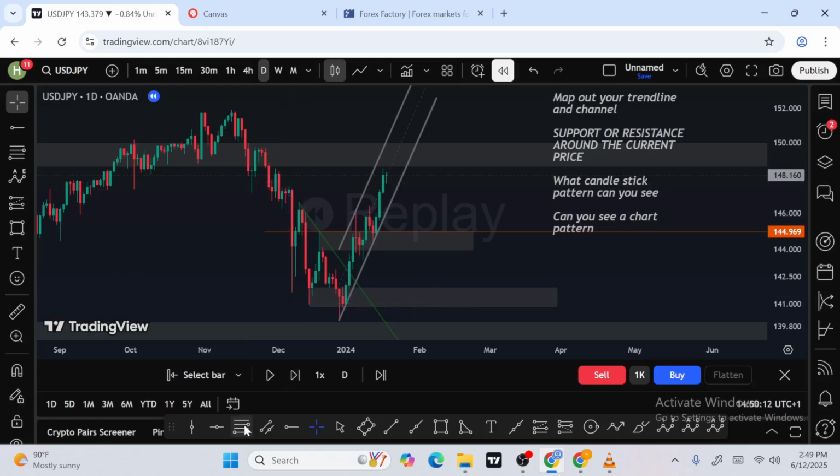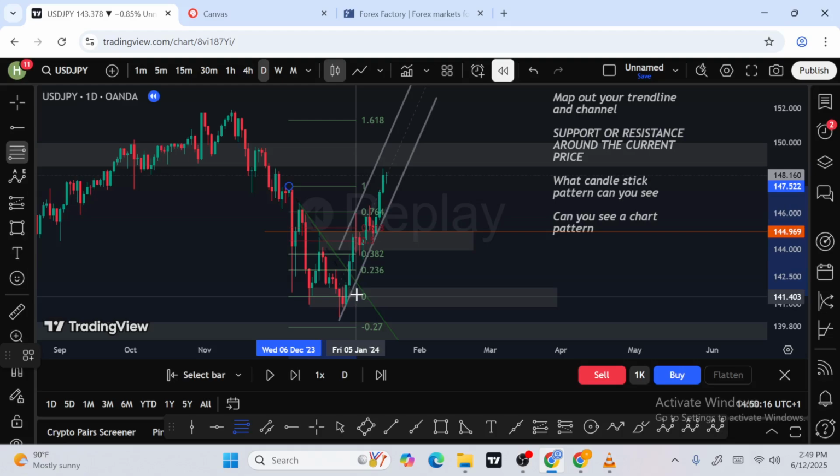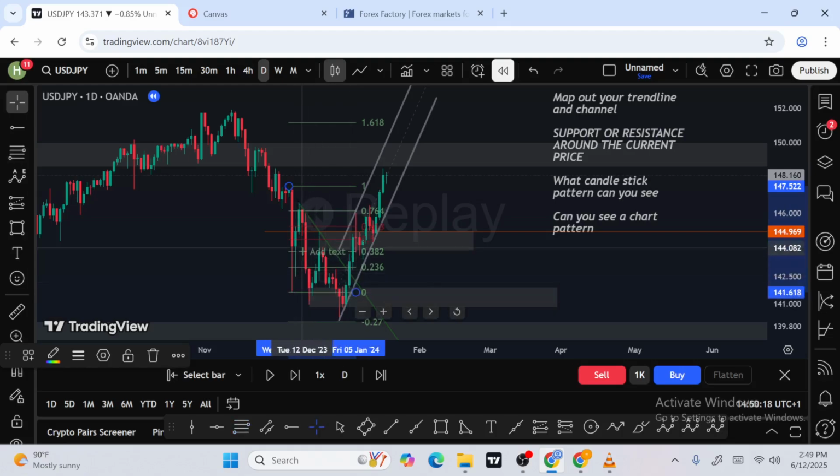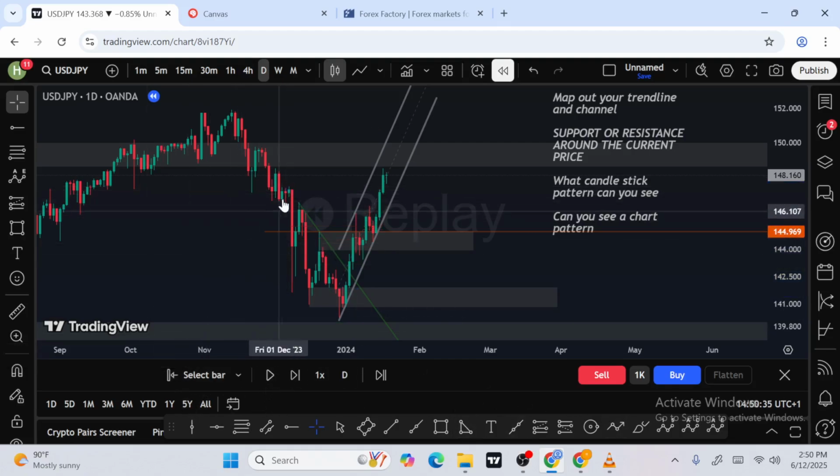Now, from this point to this point, retracement, boom, boom, boom, boom. Do you see it now? It got to 76.4, but at the end of the day, it came back to 50 to 61.8, all the way down to 0 and minus 0.27. Are you seeing it now? Do you get it? Now, this is another point and another point.